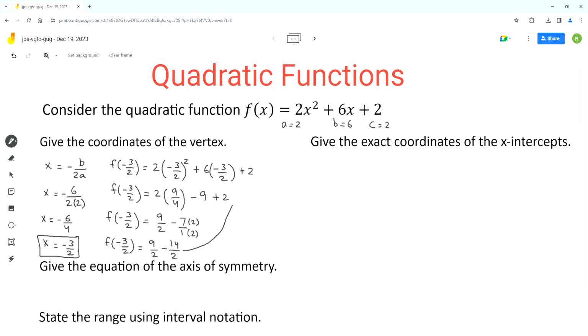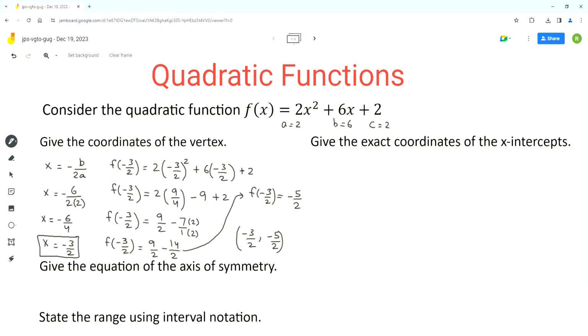So now we can continue here. f at negative 3 over 2 is equal to, now the fractions have the same denominator, so we can subtract the numerators, and 9 minus 14 is negative 5. So this is the y coordinate of the vertex, negative 5 over 2. So the vertex can be written in point form as negative 3 over 2 comma negative 5 over 2. So this is the vertex of this parabola.